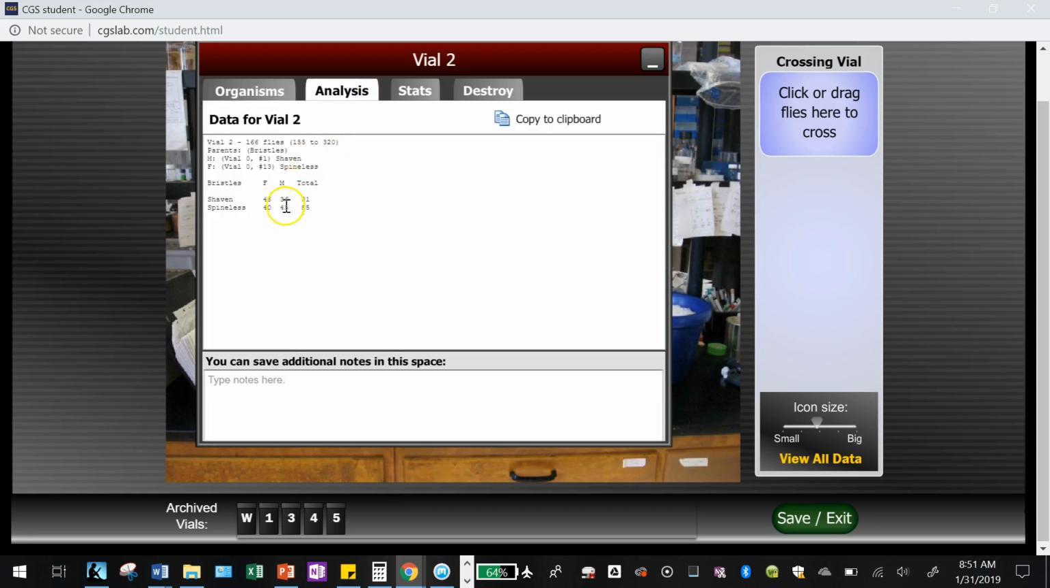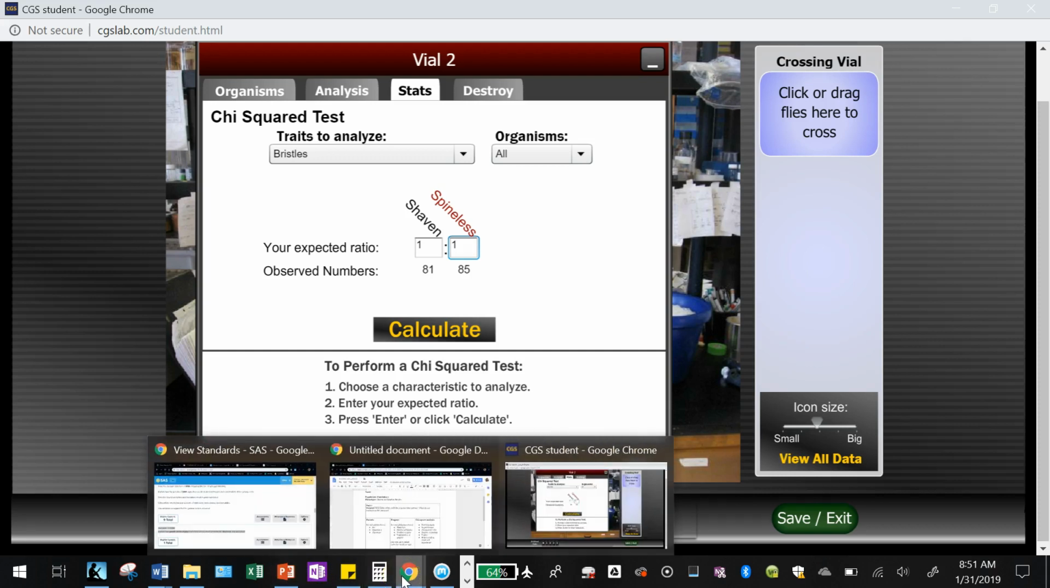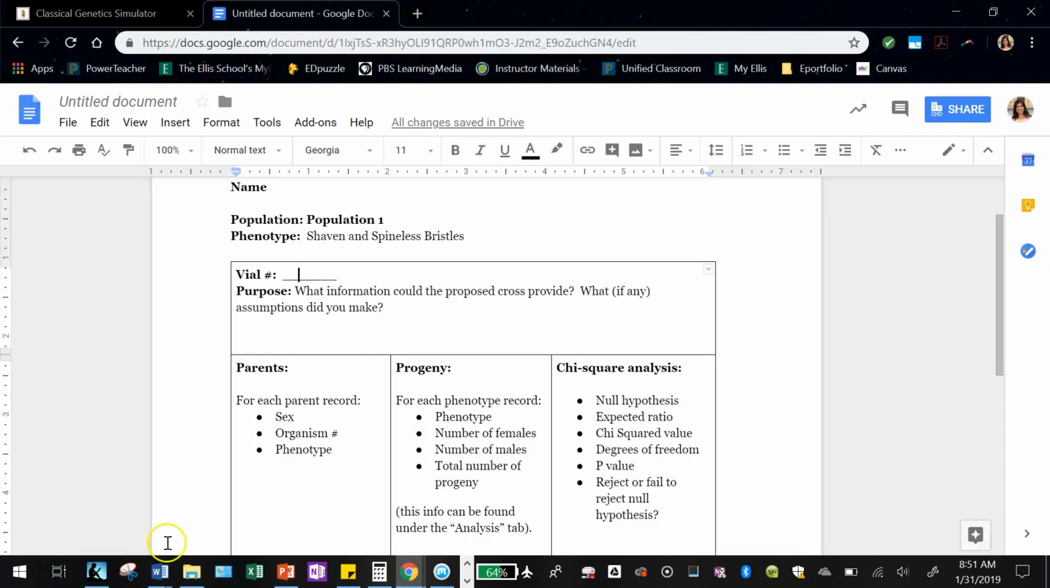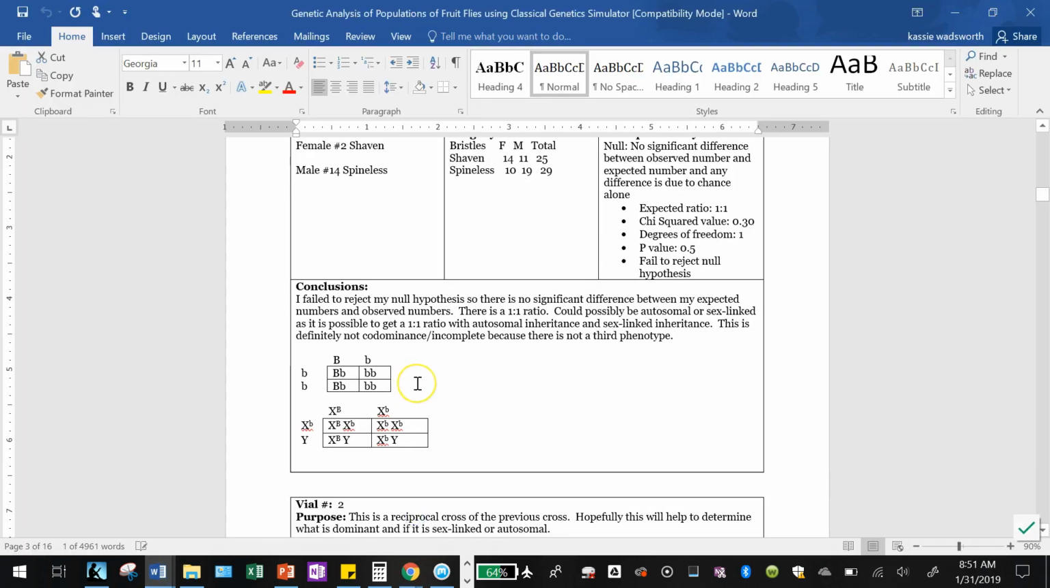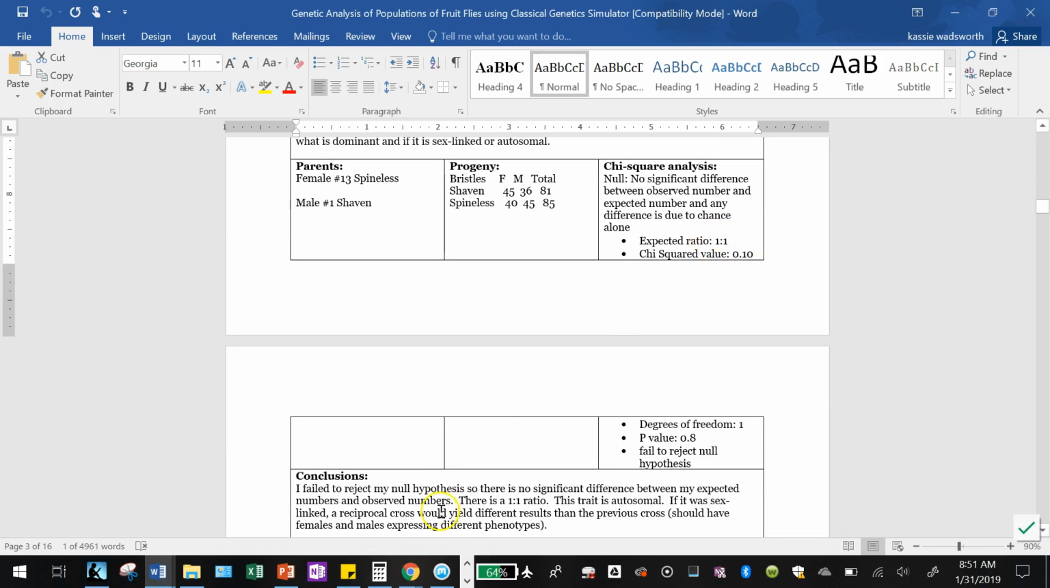So for this one, I crossed together shaven number 1 and spineless number 3. If you do this on yours, you probably will not get the exact same crosses, but you will get similar results. Here's all my progeny, which I recorded. If I look at this again, it also looks like a 1-to-1 ratio. Here's my bio 2, also 1-to-1 ratio. I did my chi-squared analysis.